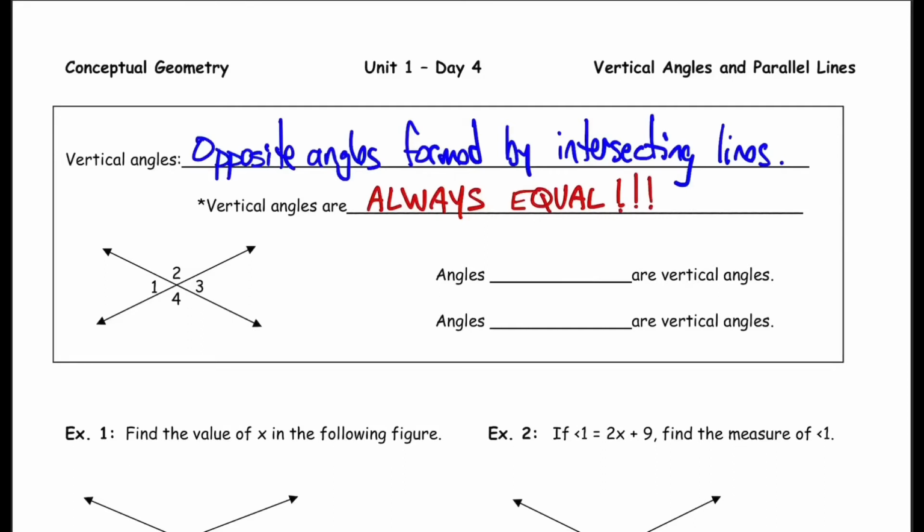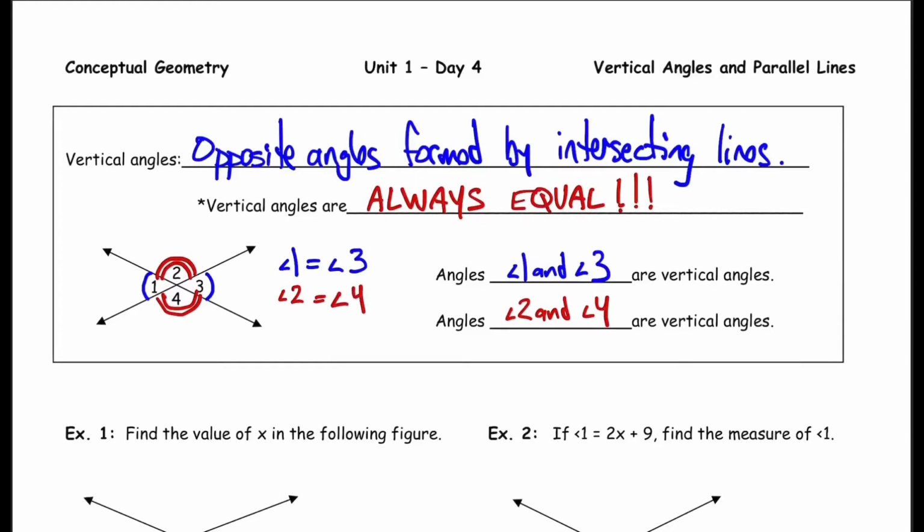Very important. So in this diagram, the left, angles 1 and 3, so I'm going to mark those, 1 and 3 are vertical angles, and angles 2 and 4 are also vertical angles. So in this diagram, we know that angle 1 is equal to angle 3, and that angle 2 is equal to angle 4.